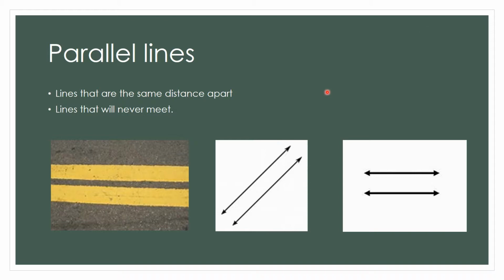Parallel lines. Parallel lines are the same distance apart and they never meet. So, like the lines you see on the road, those are parallel lines. They will go on, but they will never cross each other. And they have the same distance between them.